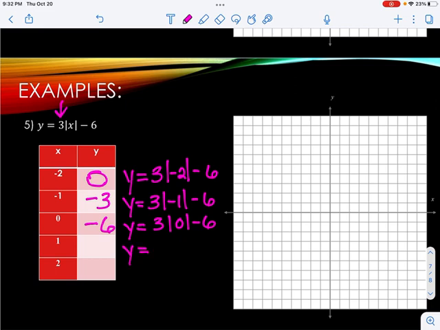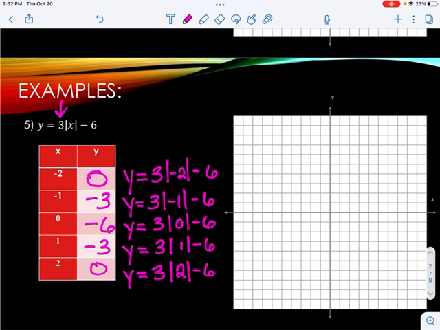And then these last two, we have absolute value of 1 is 1. 1 times 3 is 3. Minus 6 is negative 3. And our last one, absolute value of 2 is 2. Times 3 is 6. Minus 6 is 0.